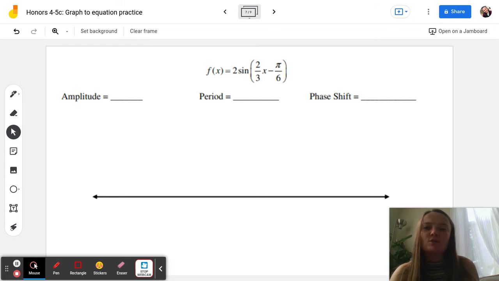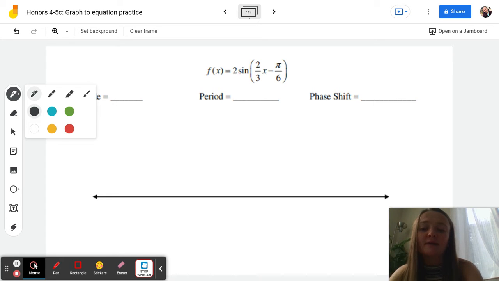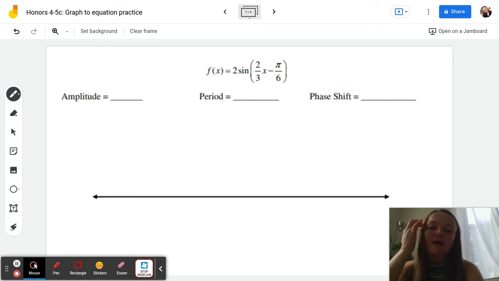Guys, so we're going to just go ahead and pick up with where we left off. This is part B of 4-5C. Right now we're going to take an equation and go back into a graph. This is something we already know how to do, just a more complex example. For this example, we have 2 sine of (2/3)x minus pi over 6.